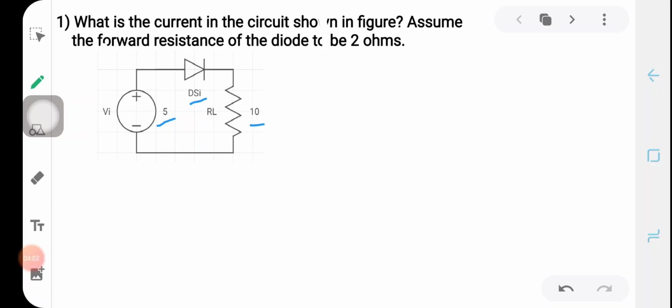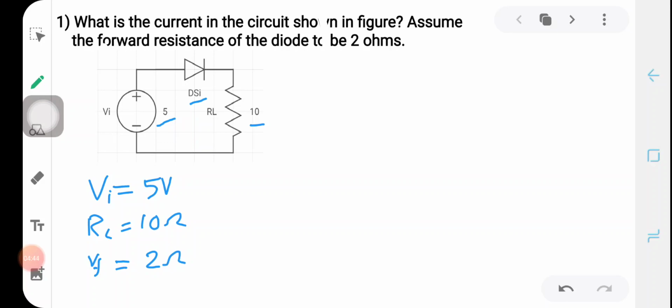The forward resistance is given, so we can list out the given things. The input voltage, which I am representing by Vi, is equal to 5 volt. The load resistance RL is 10 ohm, and the forward resistance of the diode, which while discussing the theory we represented by RF, is equal to 2 ohms. And one more piece of information we can draw from this circuit is that this diode is made of silicon.